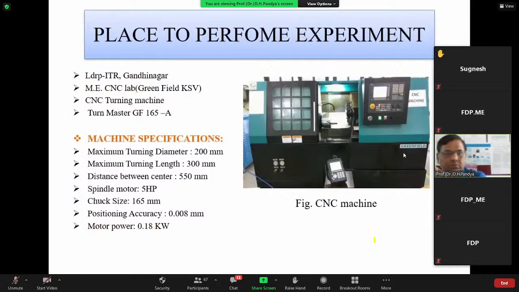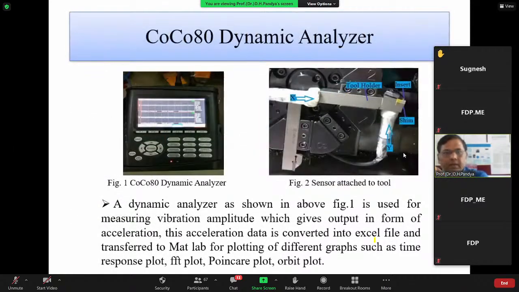At our institute, we have a very good skill development center, and this is the Startup India manufactured CNC machine with Siemens controller. These are the machine specifications as mentioned. We also have the Coco 80 dynamic analyzer. Very few institutes may have this vibration analyzer equipment, and this is how it is attached. In figure 2, the sensor attached to the tool is shown, and the experiment has been carried out.